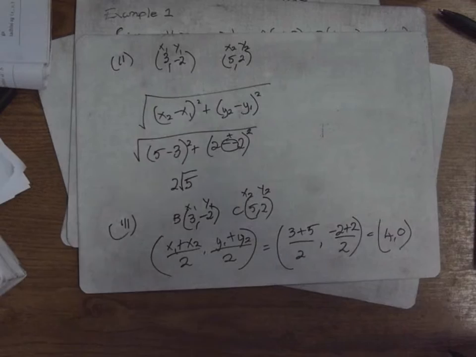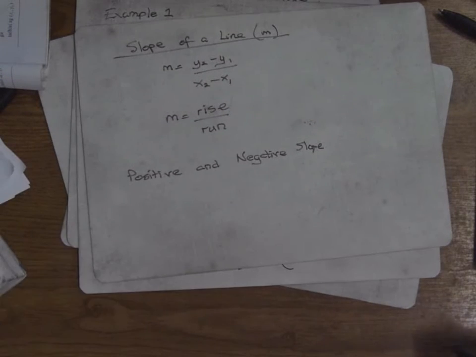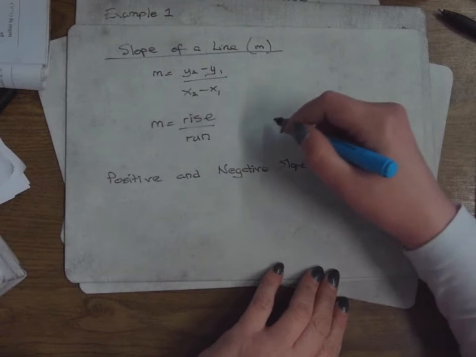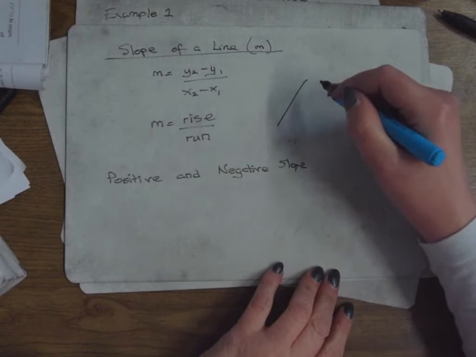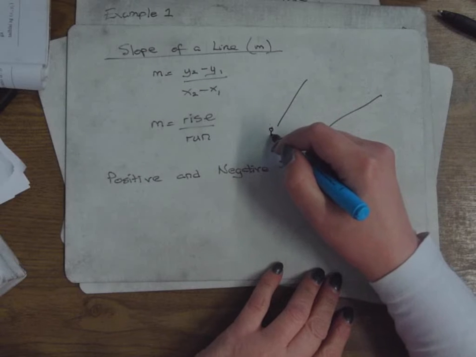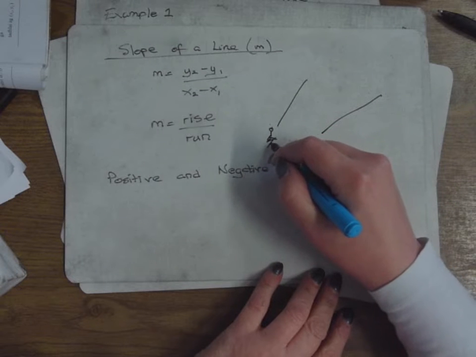Right, slope of a line. Do you remember slope of a line? Slope of a line is a measure of how steep the line is. Okay, yeah. So if you have a line, imagine yourself at the bottom of the hill, right?